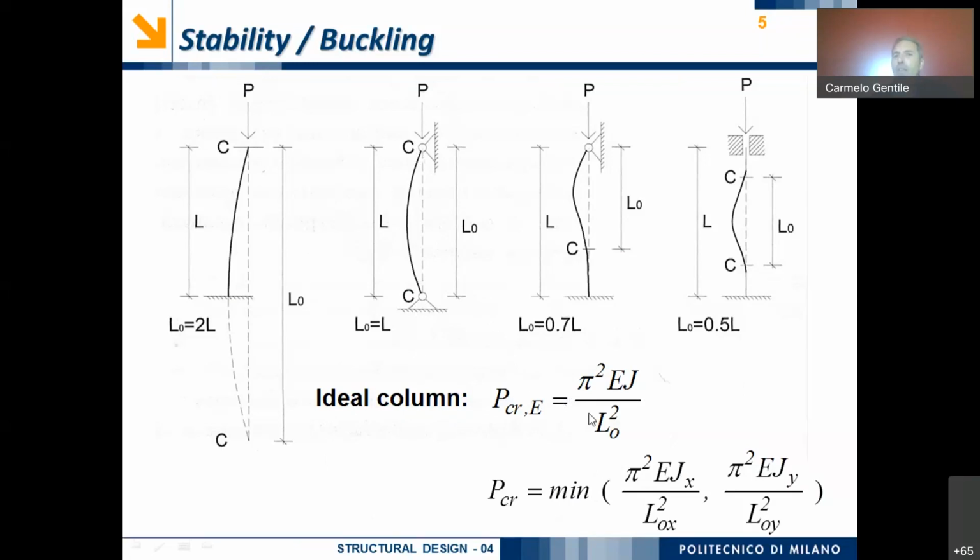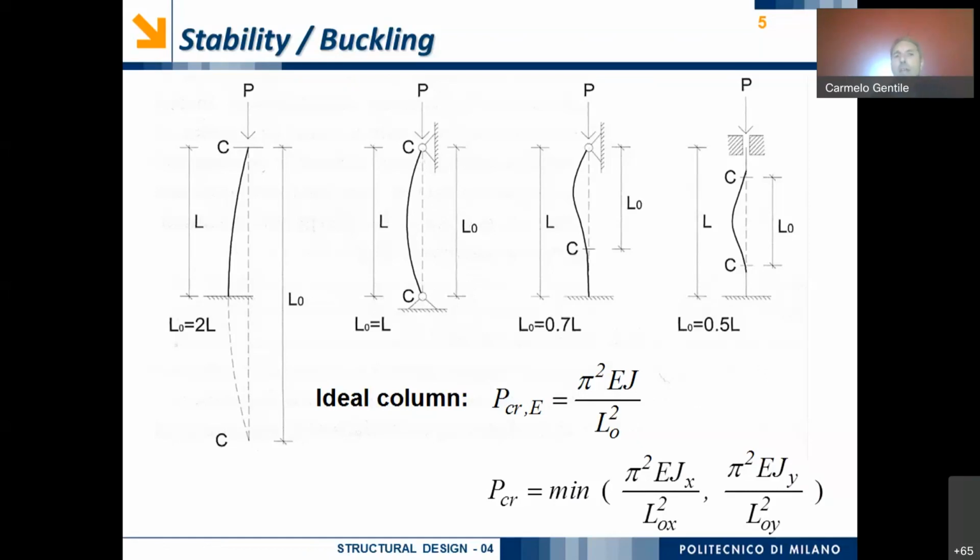The value of the critical load is equal to Greek P square times the Young's modulus times the inertia moment of the cross section over L0 square. L0, in the case of the column which is connected with the hinges at both ends, is equal to the length of the beam.